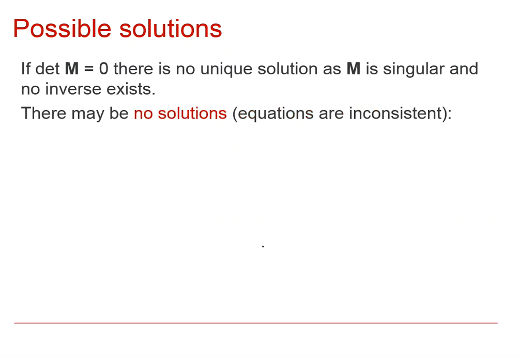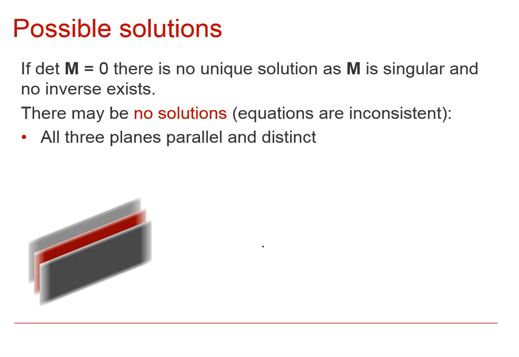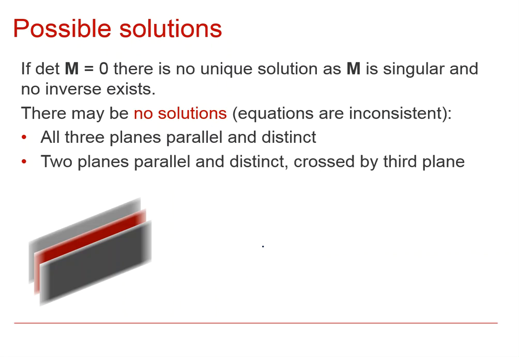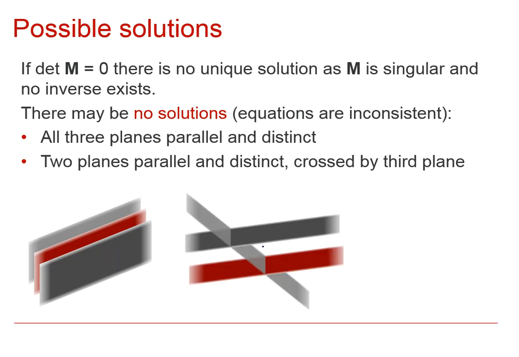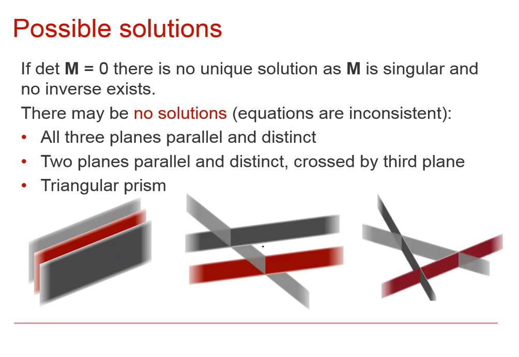There may not be any solutions, the equations are inconsistent, and this will happen when all 3 planes are parallel and distinct. So you can see there 3 parallel distinct planes. You could also have 2 planes that are parallel and distinct that are crossed by a 3rd plane, or you could have a triangular prism of planes. So have a play with your 3 pieces of paper and think about these situations.